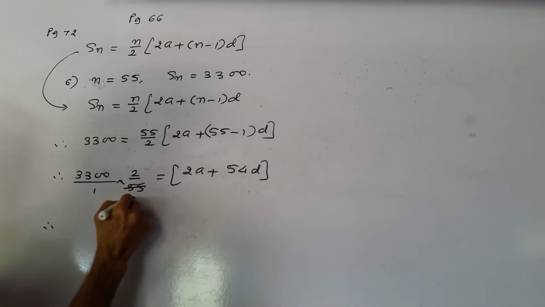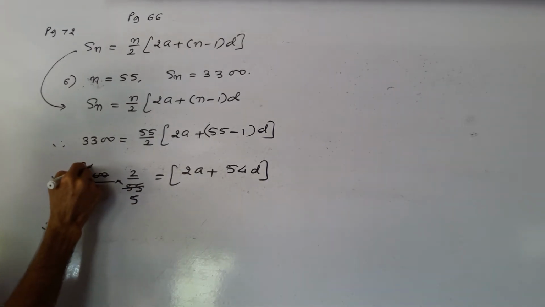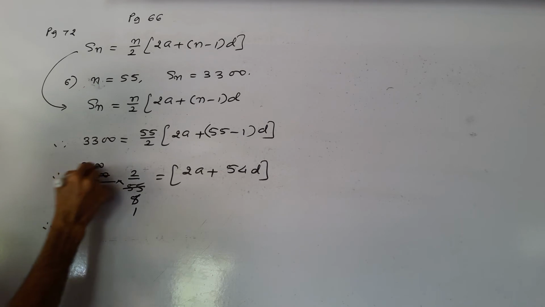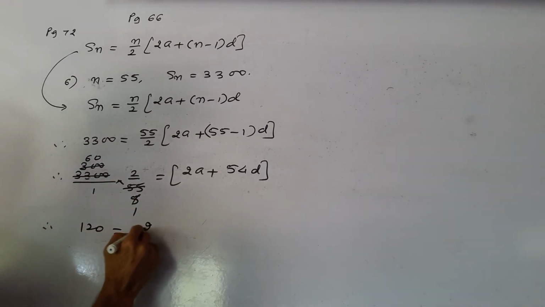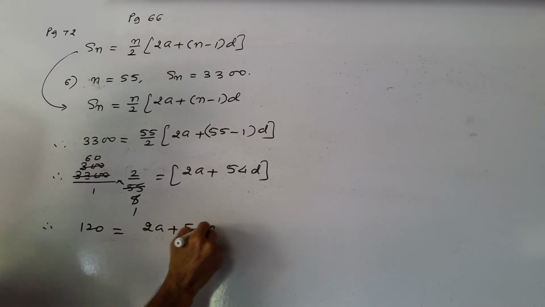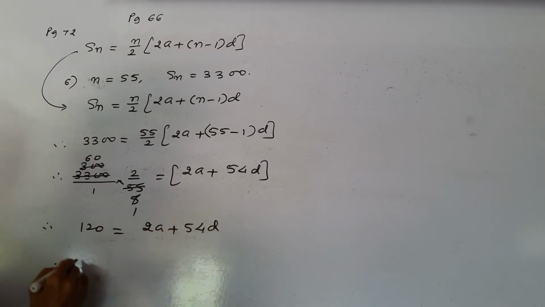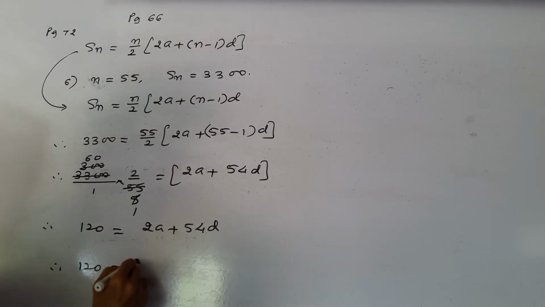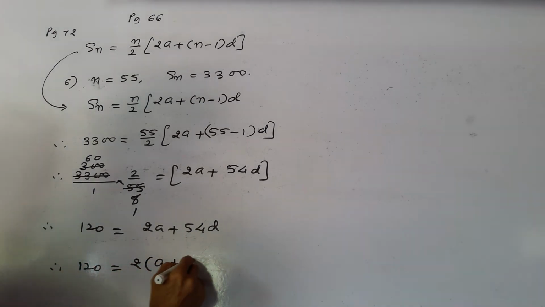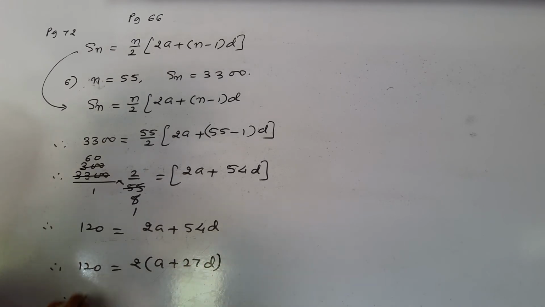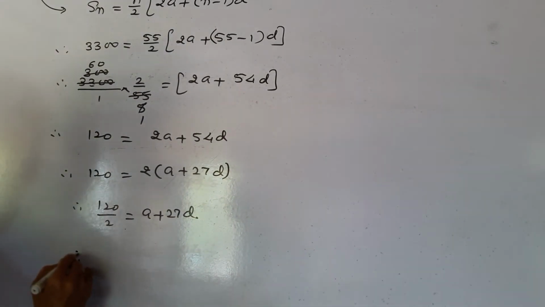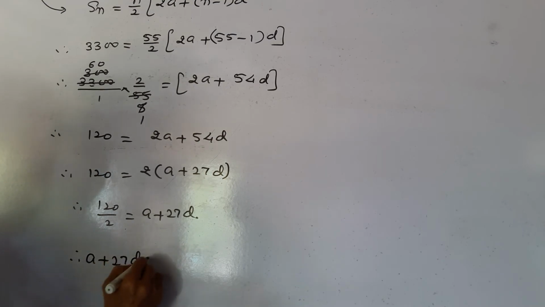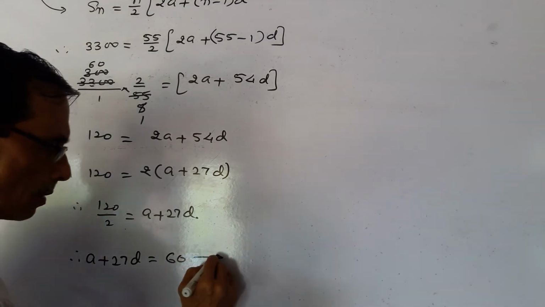Now here 11 5s are 55, 11 3s are 33 and 0, 2, 0. Again 5 1s are 5, 5 6s are 30 and 0. So we get 120 is equal to 2a plus 54d. Now here 2 is common. So 120 is equal to 2 common. Take 2 common, so a plus 27d. And therefore 120 upon 2 is equal to a plus 27d. So a plus 27d is 60. Write it as 1.